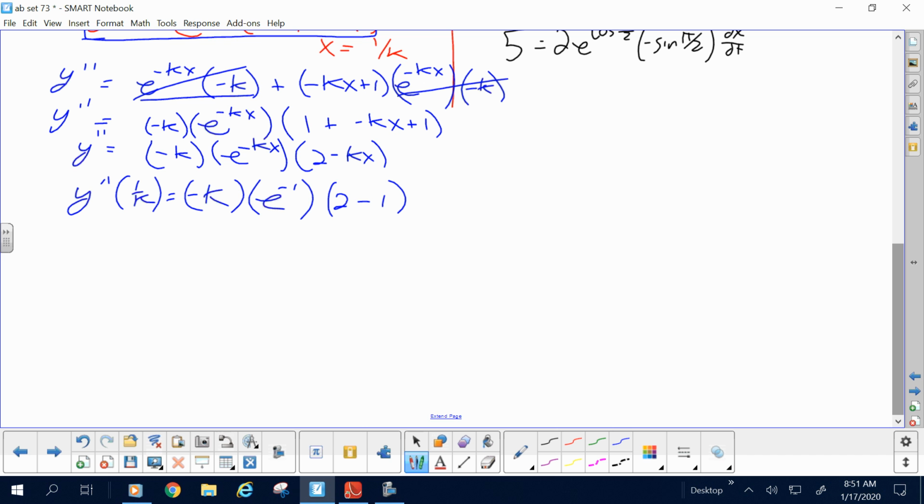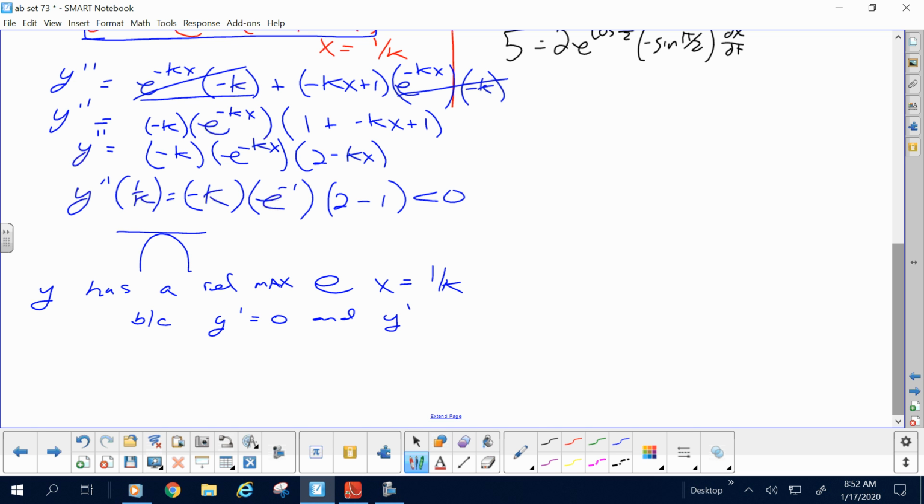All right, that said, maybe that's enough to see the sign, positive or negative. Negative. And that implies concave down. So we would say y, or the original curve, has a relative max at x equals 1 over k because y prime is 0 and y double prime is negative. There. Yeah? Yes. All right.